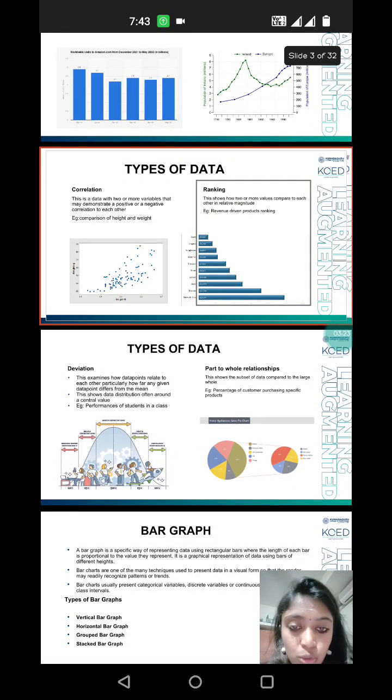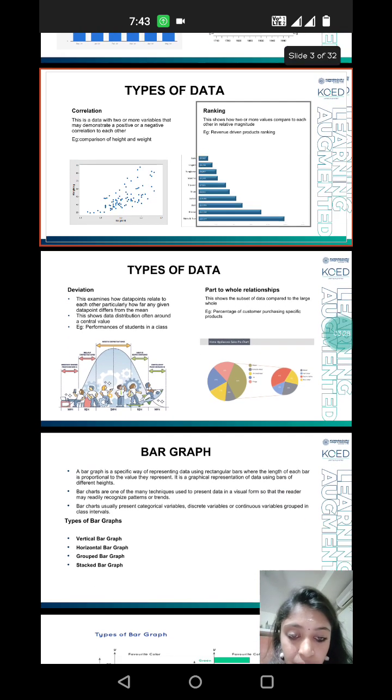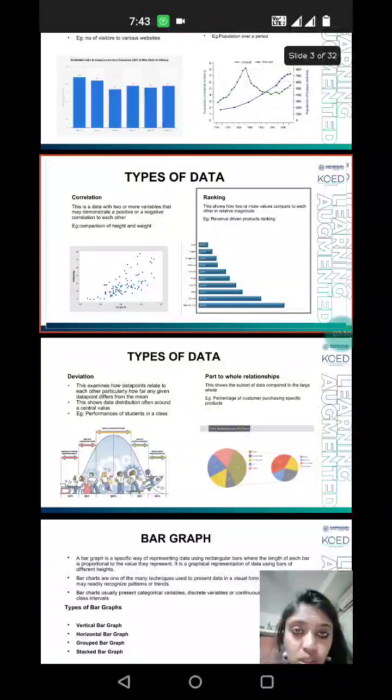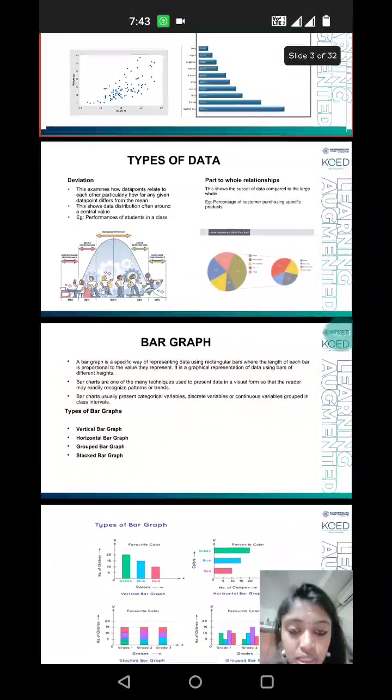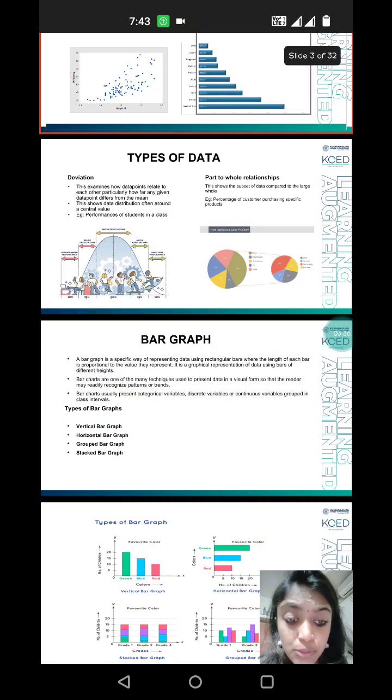The next two types of data are deviation and part to whole relationships. Okay, let's come back to types of chart. First one is bar chart. There are 4 different types of bar chart, namely vertical bar chart, horizontal bar graph, grouped bar graph, and stacked bar graph. Basically, a bar graph is represented by rectangular bars.